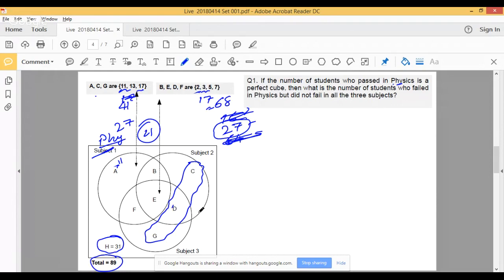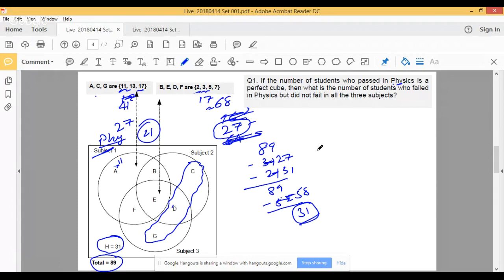What is the leftover number? That will be 89 minus 31 minus 27. This is 27 and 31, so this is 58. 89 less 58 is 31, right? So 31 is your correct answer. So that finishes the first question.